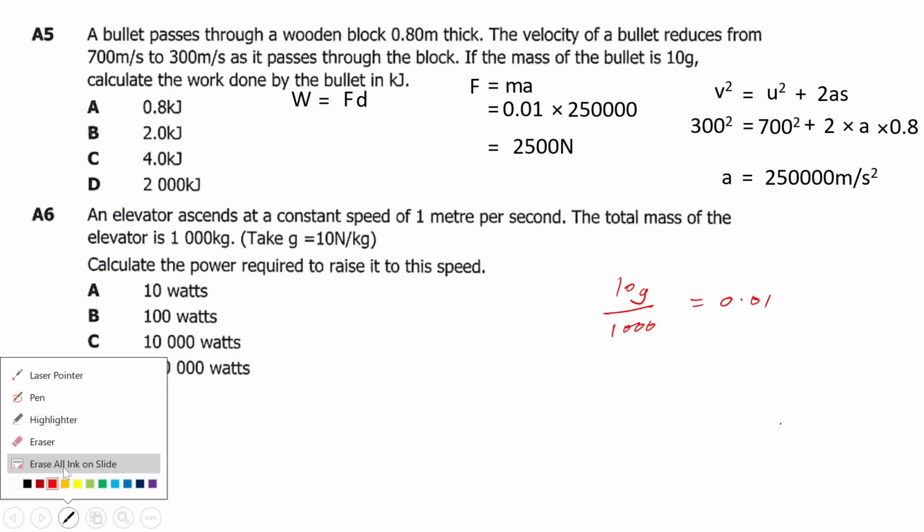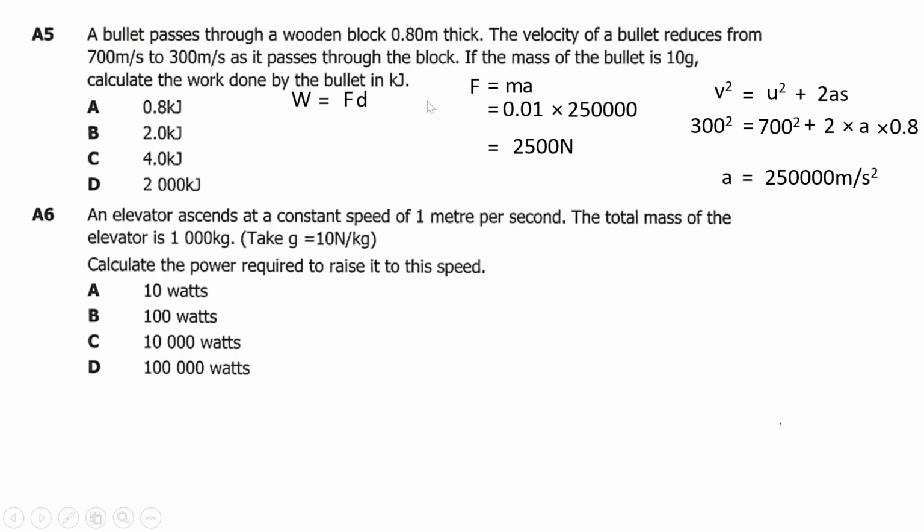So once you find that one as the force, you come now to here where you say work equals force times distance. Now it is 2500 times distance. This is the same distance which the bullet moved in. So you say 0.8. So you multiply 2500 times 0.8, you get 2000 joules. Now they said the work should be in kilojoules. So you divide this one by 1000 to change it to kilojoules so that it becomes 2 kilojoules. So the answer will be B here.